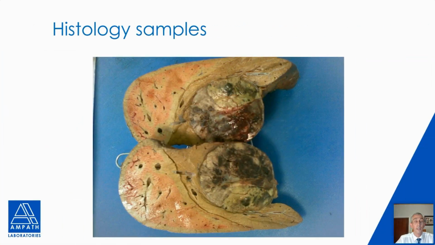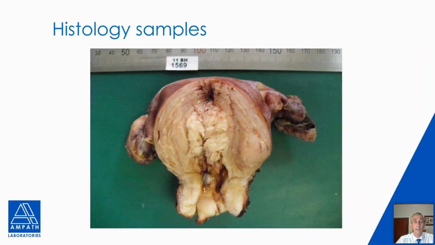Here is an example of a hemihepatectomy for a hepatocellular carcinoma, presenting as a solid circumscribed mass, and this has quite a variegated color upon sectioning. This is an example of a hysterectomy, anteriorly sectioned, with both adnexae attached, and in the center of the uterus, in the region of the fundus, one can appreciate a fleshy tumor. This was an endometrial adenocarcinoma.